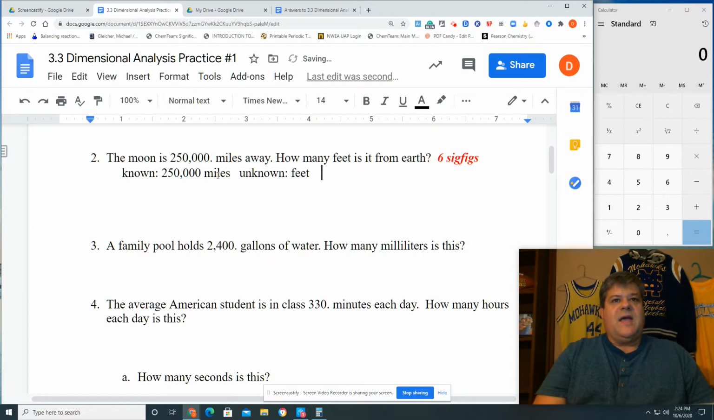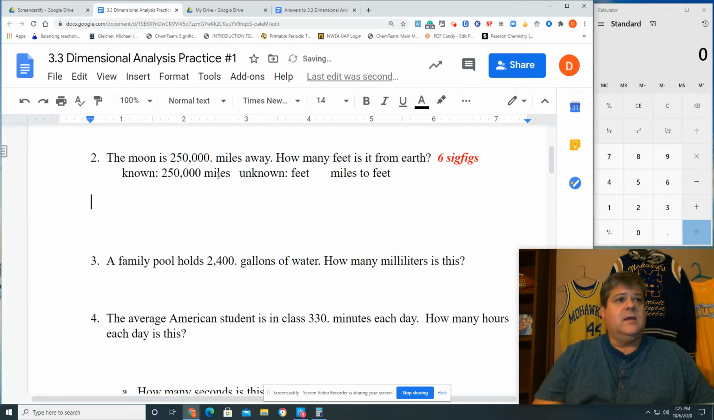So our path is going to be miles to feet. Both of them are in the English system, so we should know the conversions pretty easily. We're going to start right off with our first number that we have. We always start with the number that we have and not the conversion factor. So we're going to have 250,000 miles. We're going to put our multiplication sign and our line.